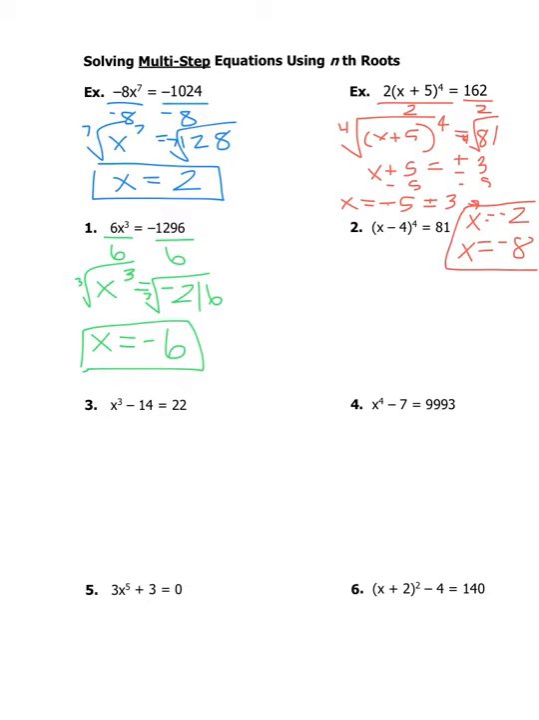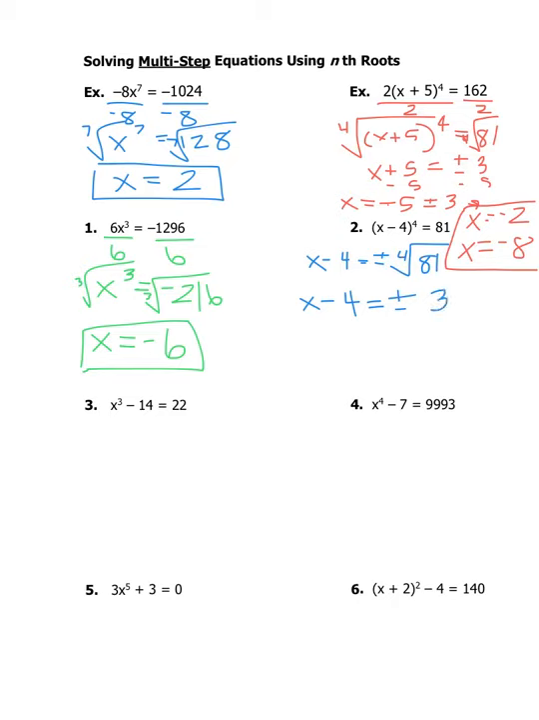Okay, let's try number 2. So I already have everything with the root by itself for question number 2. So to start off, I'm just going to take the 4th root of both sides. So x minus 4 is what I'm left with here. And I'm looking at plus or minus whatever the 4th root of 81 is. So let's rewrite my left-hand side. So x minus 4 plus or minus still stays. And the 4th root of 81 is 3.